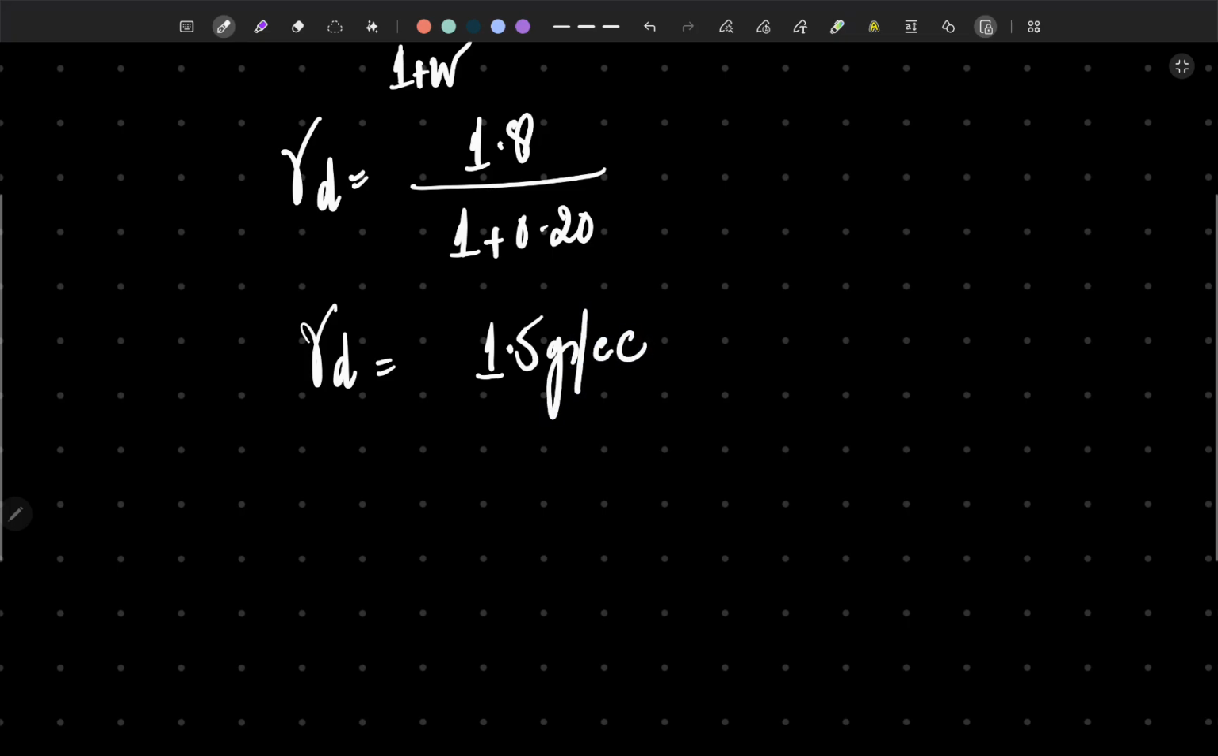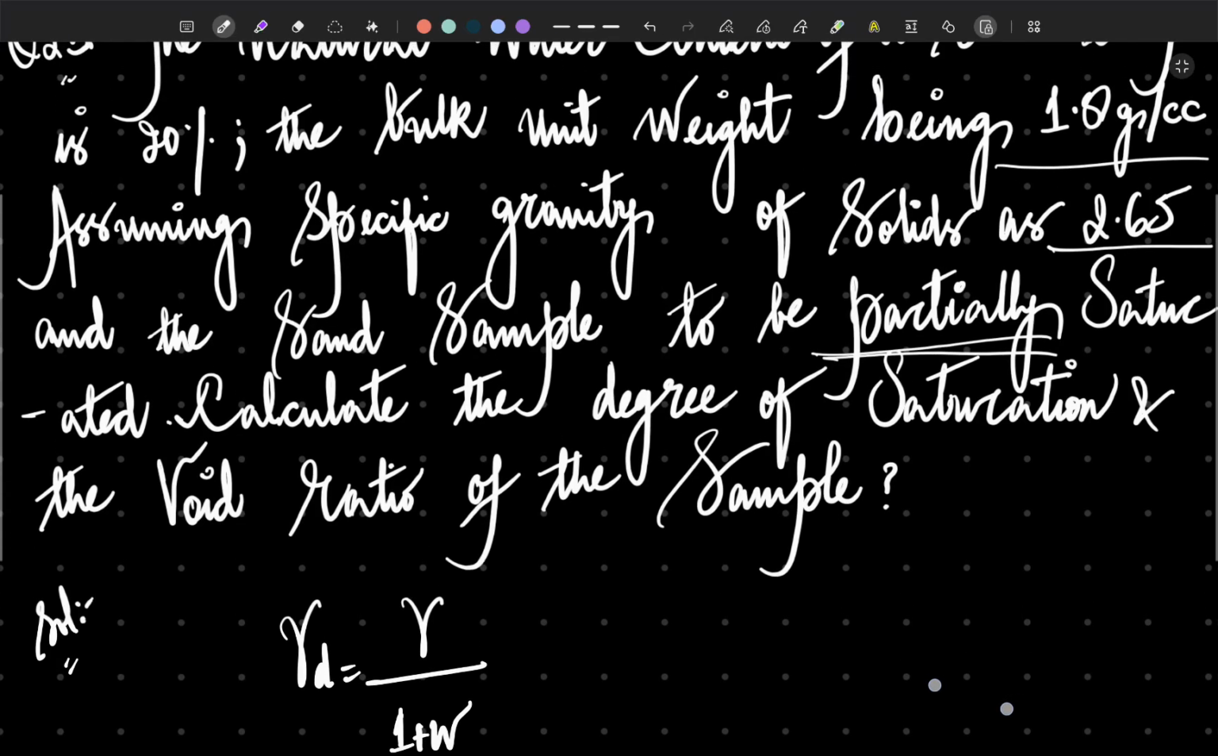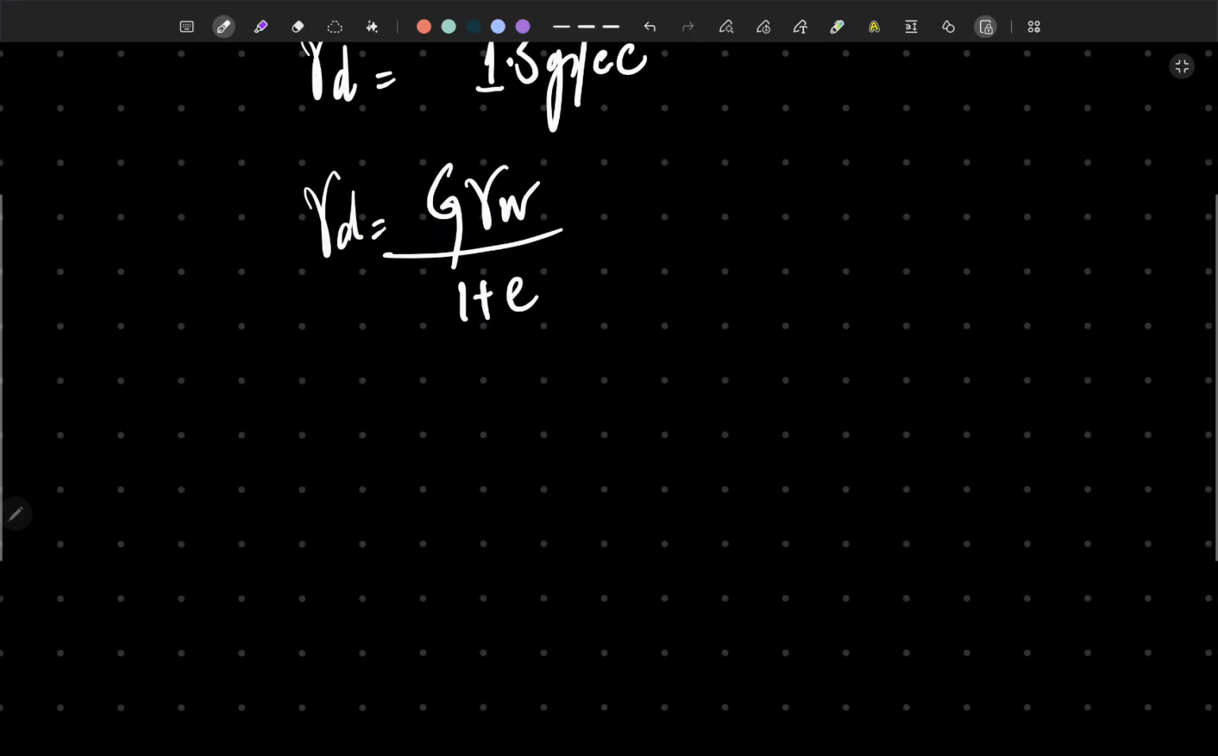1.5 grams per cc. All right. Question says to find the degree of saturation and the void ratio. Since I know the dry unit weight, I can use the alternative equation, that is dry unit weight is G γw divided by 1 plus e, and I'll be arriving at the void ratio.